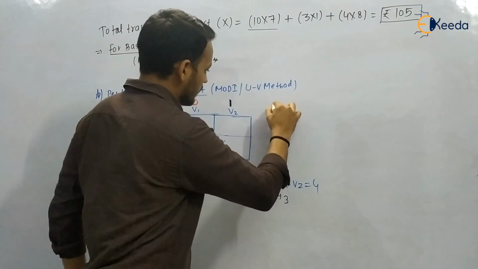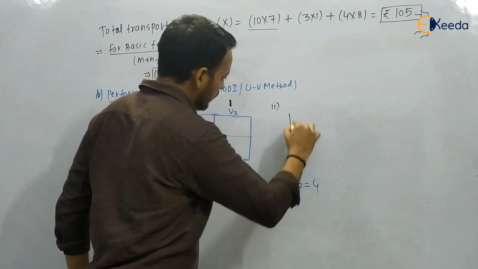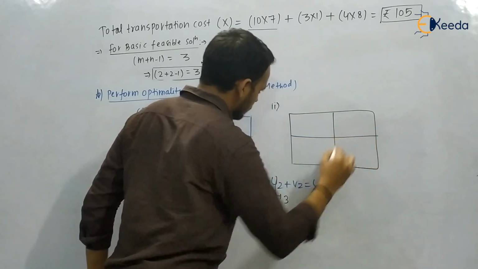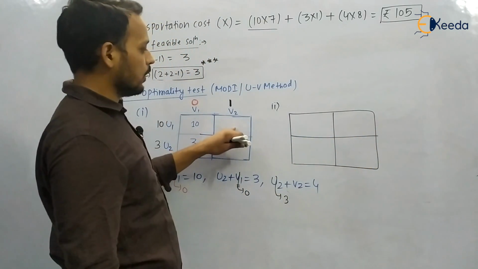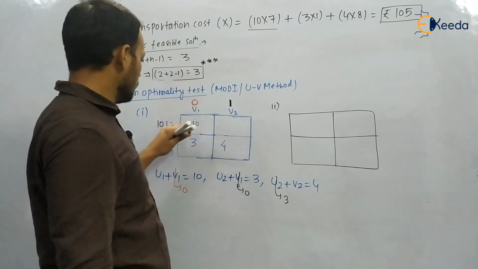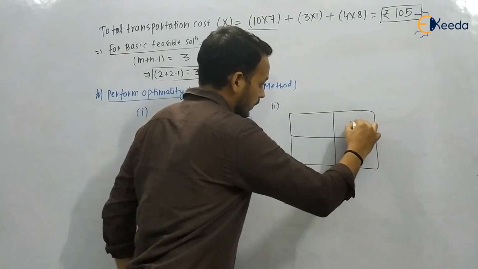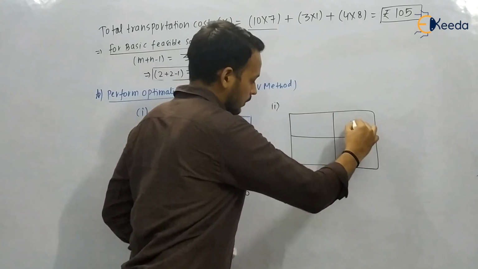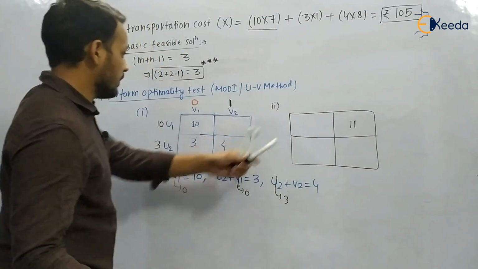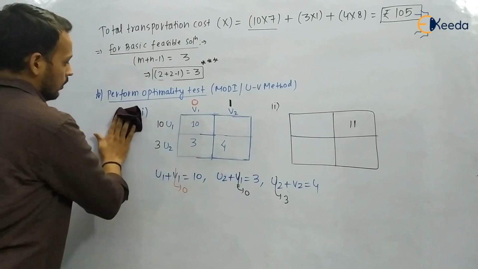Now the second step says to calculate the Ui plus Vj matrix for the unallocated cell. So U1 plus V2 is going to be 10 plus 1, it is going to be 11. So we have applied the Ui plus Vj matrix for the unallocated cell.